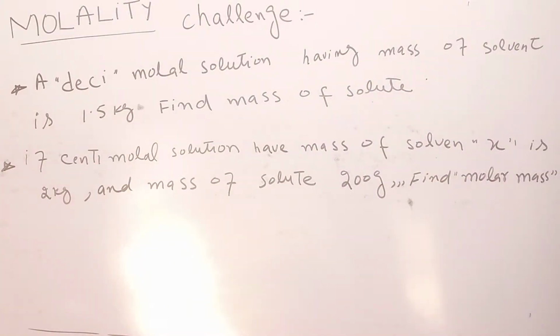Numerical problem number one: a decimolal solution has a mass of solvent of 1.5 kilogram. Find the mass of solute. This is numerical problem number one with respect to molality. The second question: a centimolal solution has a mass of solvent X of 2 kilogram and a mass of solute of 200 gram. Find the molar mass.